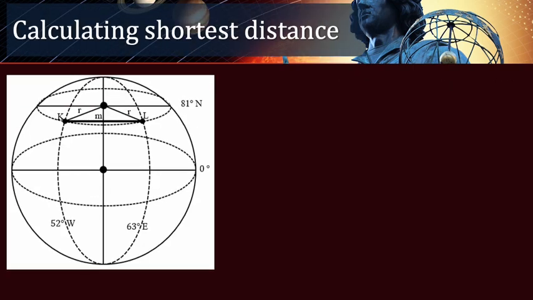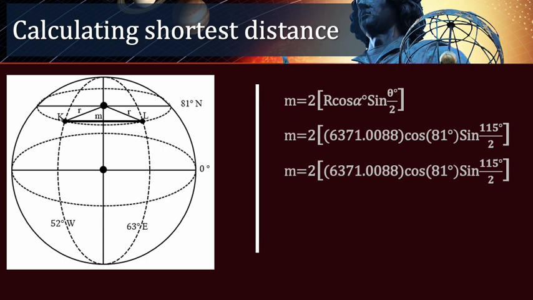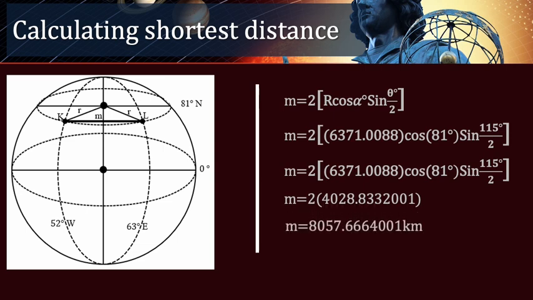So now let us solve this example. I'll get the formula that we've just derived or constructed. From there, I'll put the necessities. Capital R is the radius of the earth. I'll put it there. Theta, it is the angle difference between K and L. So I'll add because they are on the opposite sides of the prime meridian. So 52 plus 63 is 115. Finally, when you punch those on your calculator, that will be the answer, 8,057.6664001 kilometers. And you're done. Congrats! You've just used the formula that you've derived to come up with the correct answer.